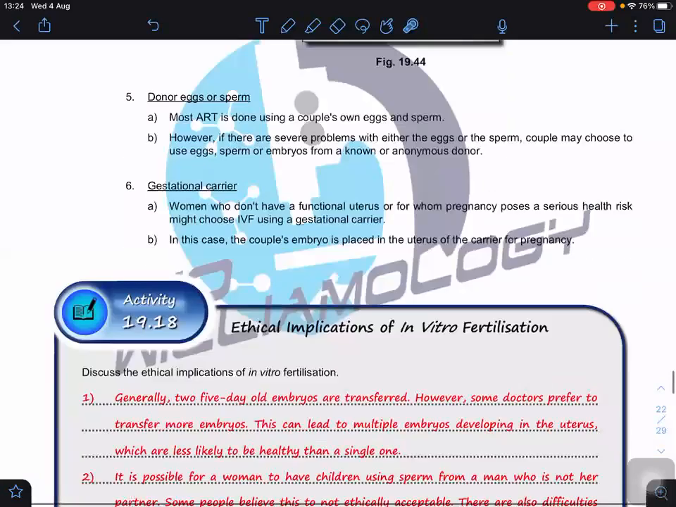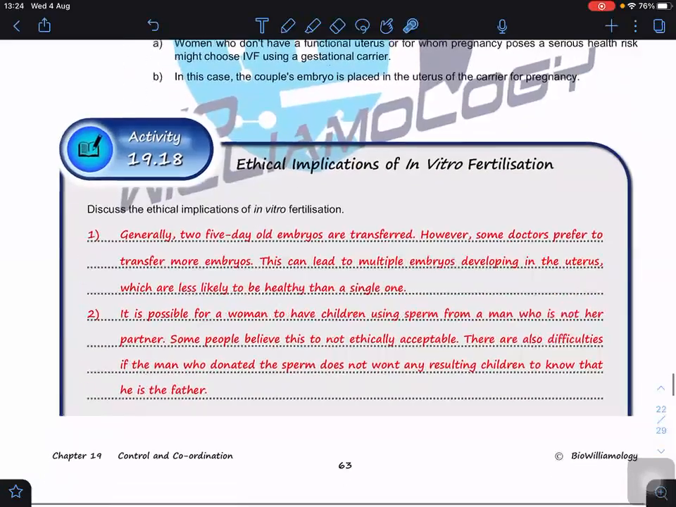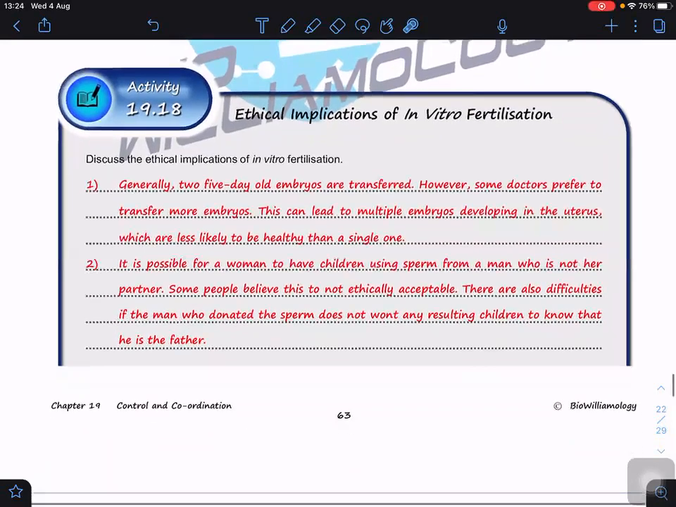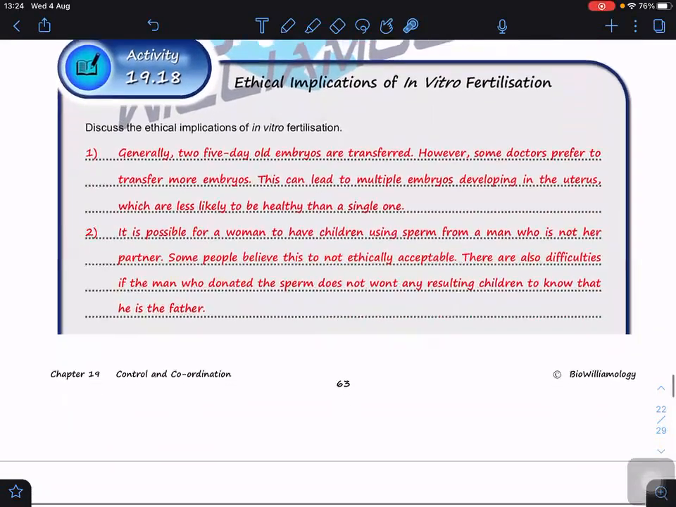Okay, so what are the ethical implications in in vitro fertilization? The ethical question here is that generally 2 to 5 day old embryos are transferred. However, some doctors prefer to transfer more embryos. This can lead to multiple embryo development in the uterus, which is less likely to be healthy than a single one.